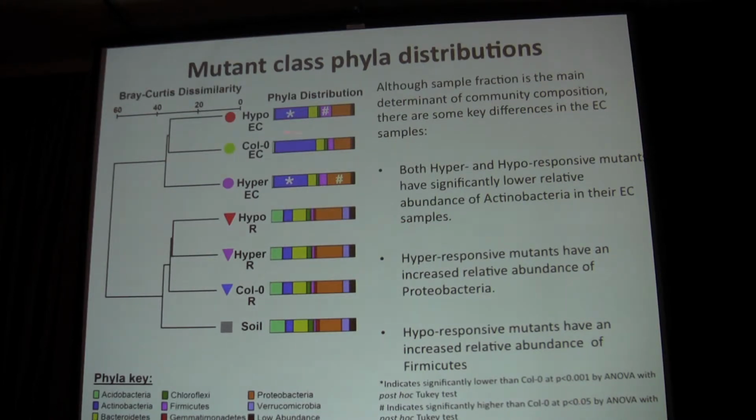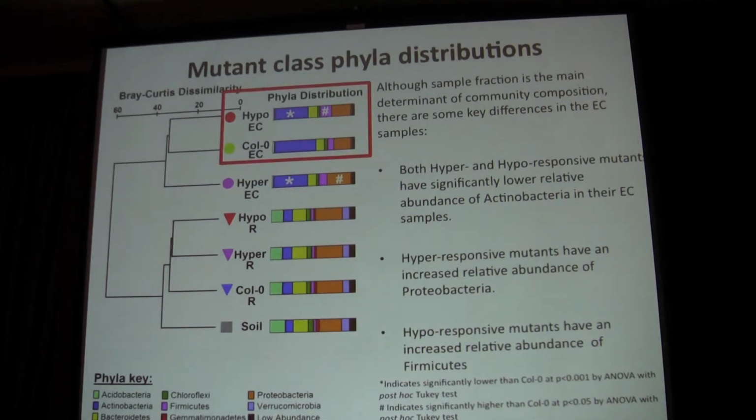So here we have what the wild-type phyla distribution is, and this is very similar to what we saw before. Actinobacteria is the highest. However, in both the hyper and the hypo immune plants, you have a significant decrease in this actinobacteria phyla. In the hypers, this decrease is partnered with an increase in proteobacteria, which we normally saw was down in the endophytes. And in the hypos, you see a significant increase in the firmicutes.